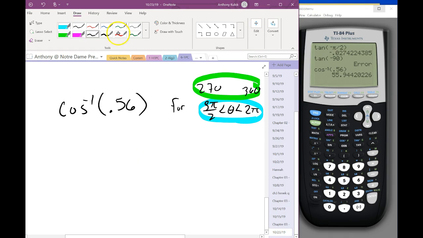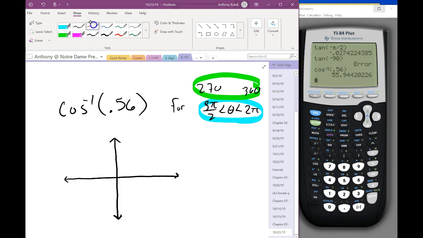So I noticed right away that 55.9 is not between 270 and 360. So this isn't actually the answer I want, although it's a correct answer for cosine inverse of 0.56. So what I'm going to do is draw myself a picture and try to figure out what is the actual answer that I'm looking for here.